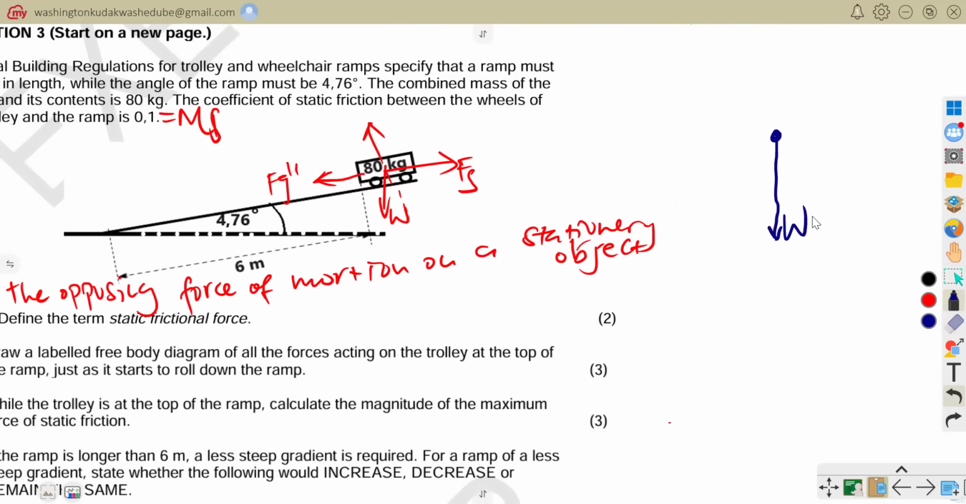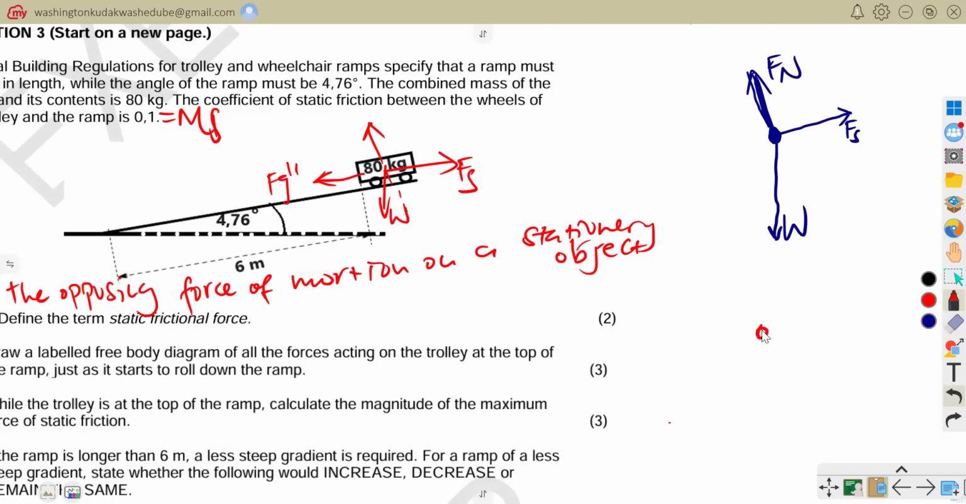be having its weight. And then I would be having a frictional force that is going to act in that direction, which is the static frictional force. And then I'm also going to have the normal that is balancing the perpendicular component of the weight. So that is going to be my normal force. So that was the diagram that you could have drawn.